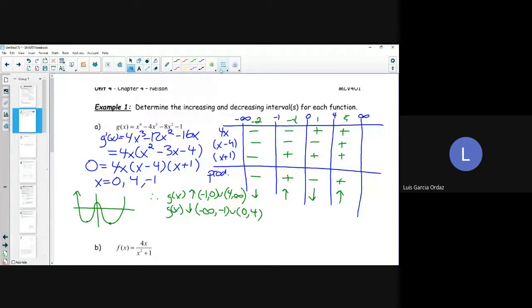So we have a maximum at 0 and a y value, a minimum at 4 and a y value, and a minimum at -1 and a y value. What that y value is, we got to plug into our original function and figure that out. So we have a max at x is equal to 0, and mins at x is equal to -1 and 4. Does everybody understand that whole thing right now? Does everybody understand this properly as of now?